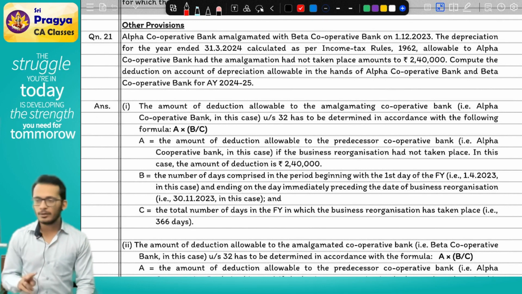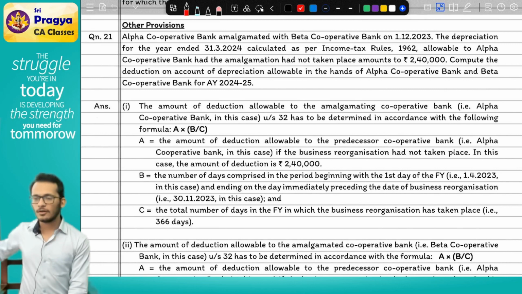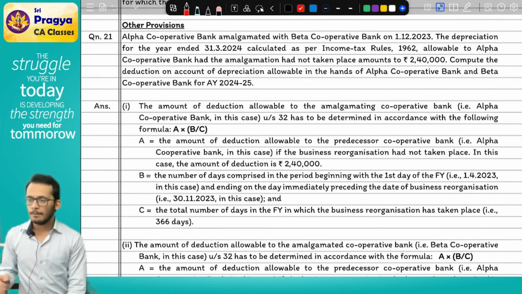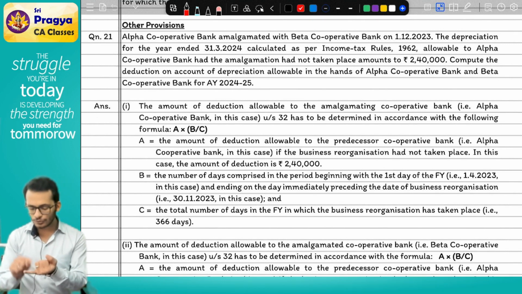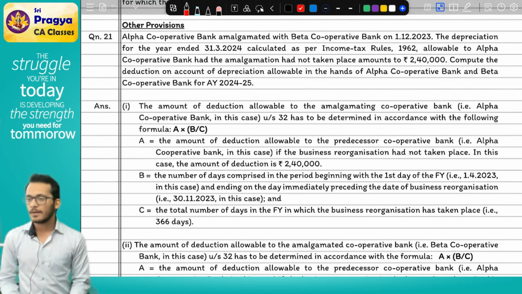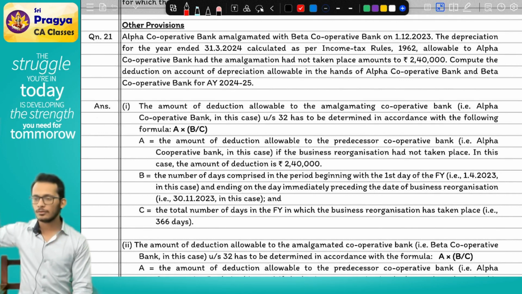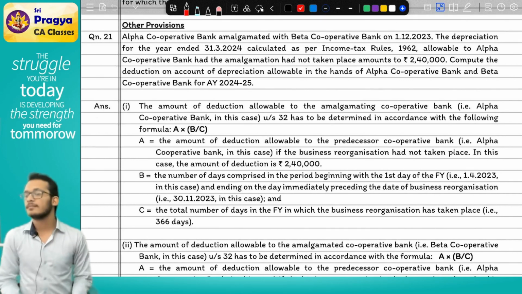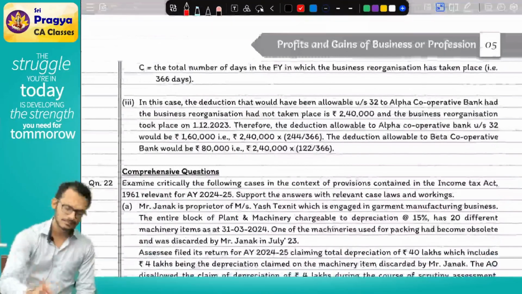Now you have a choice. You can either do it on a number of days model or on a number of months model. Since it is on 1st December, I would like to do it on number of months. April, May, June, July, August, September, October, November: 8 months is there for Alpha. 4 months is there for Beta. Take 2,40,000 into 8 by 12 to Alpha, into 4 by 12 to Beta. Do you have to read provisions for this? Not required. Answer the question and close the answer.